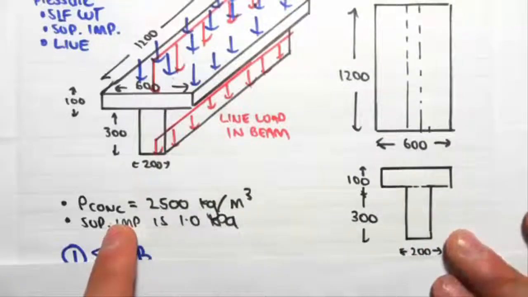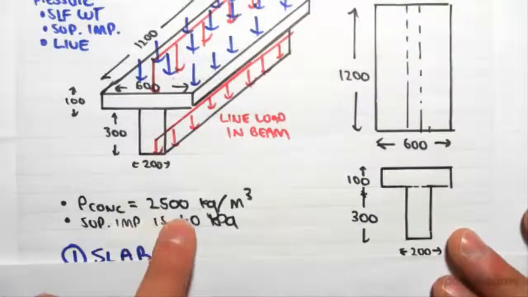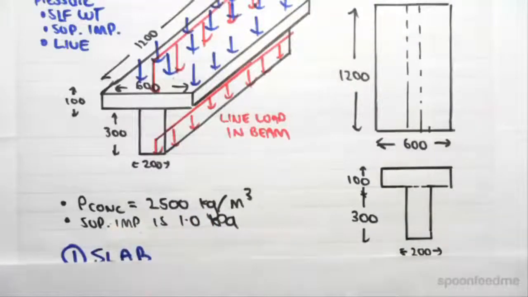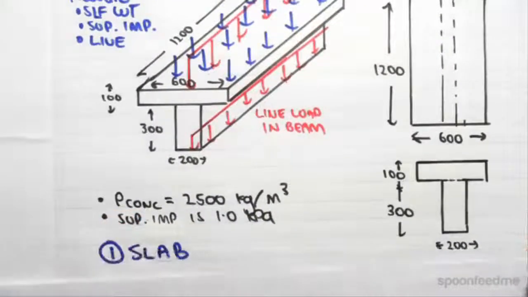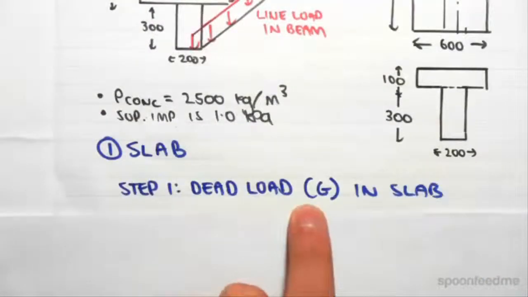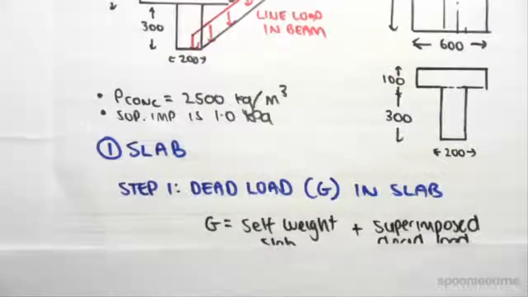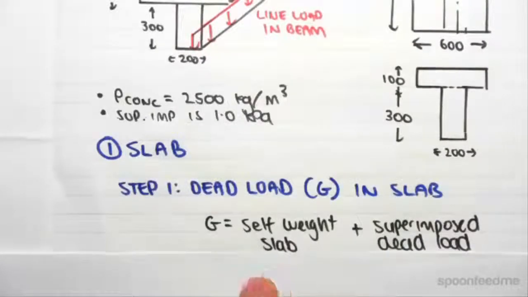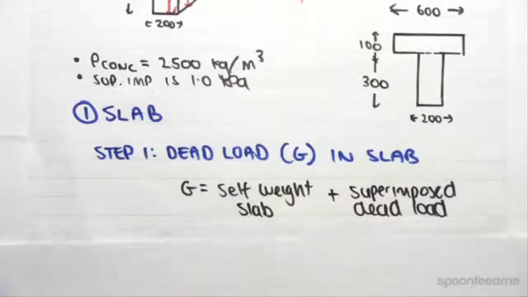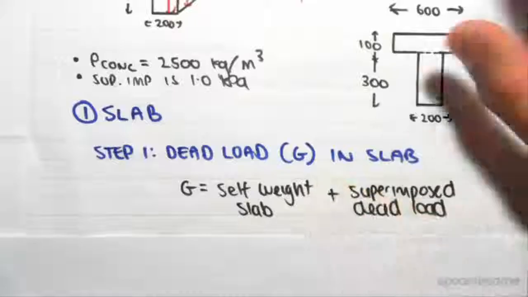Okay. We're given the density of concrete as 2500 kilograms per meter cubed, and we're told that the superimposed dead load is 1 kPa. So the first thing we're going to deal with is the slab. We're first going to work out the dead load G in the slab. Now, the dead load, as we said in the previous video, is comprised of self-weight of the slab and superimposed dead load of the slab. So, dealing with the self-weight component first.